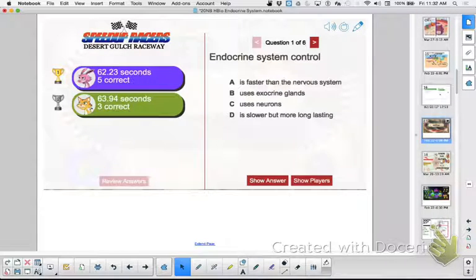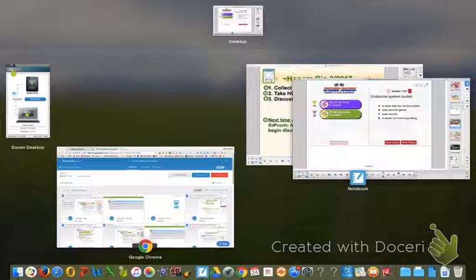I don't know why it's not moving. Okay. Oh, because we're frozen. Swedish meatballs. Okay, I'm just going to pause here for a minute.